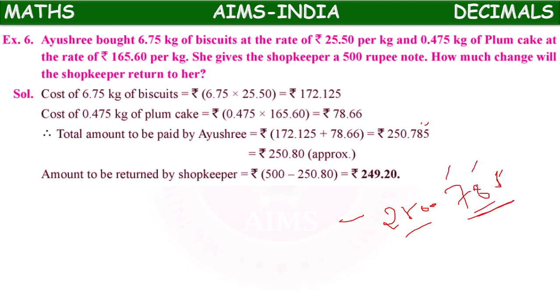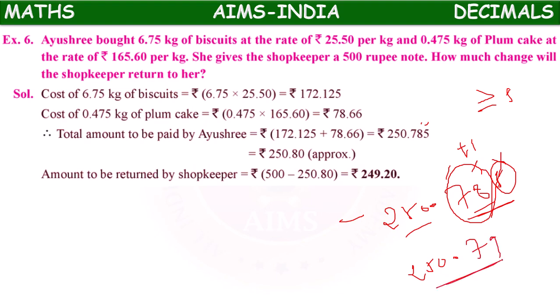In 250.785, if you want to reduce it to two decimal places, if the third decimal is greater than or equal to 5, then we can strike it off. We can add 1 to the preceding digit. So it will become 250.79 approximately, or one decimal. This 9 also we can strike off. It is greater than or equal to 5. This condition is satisfying. Before number we can add 1. 7 plus 1, 8. So approximately this value is equal to 250.80.